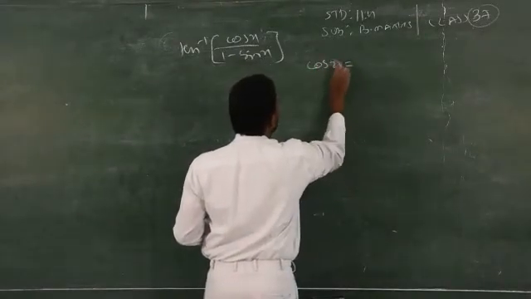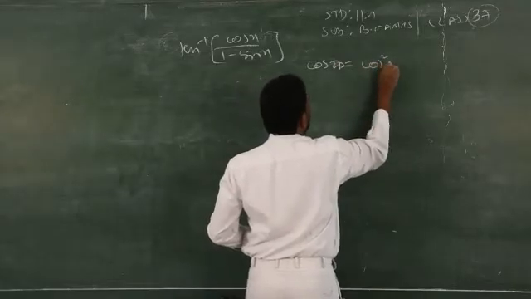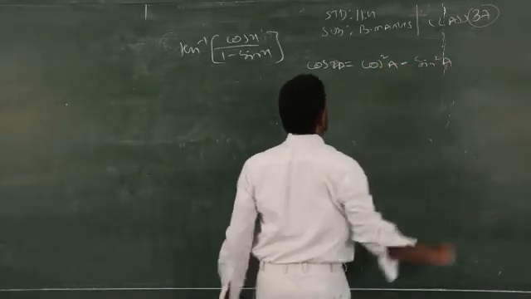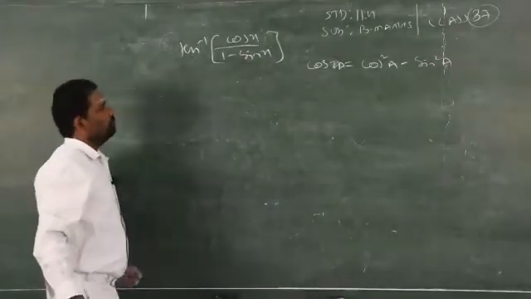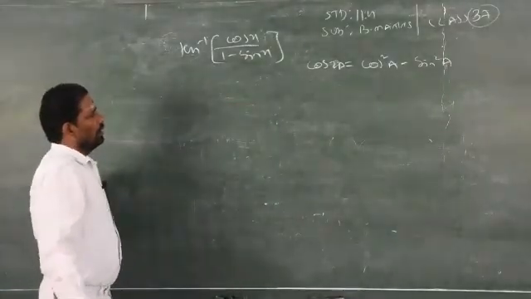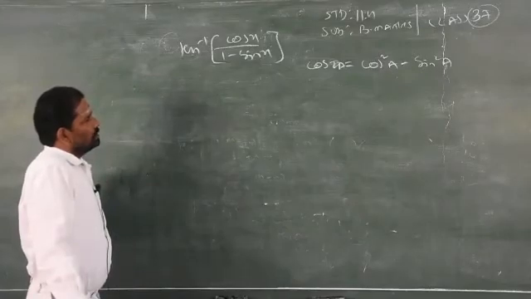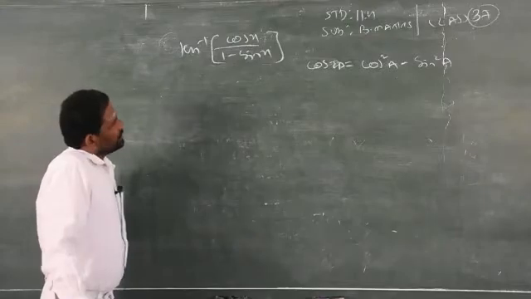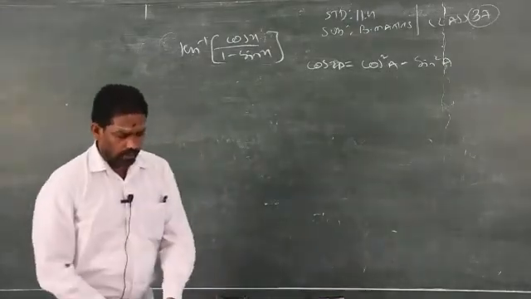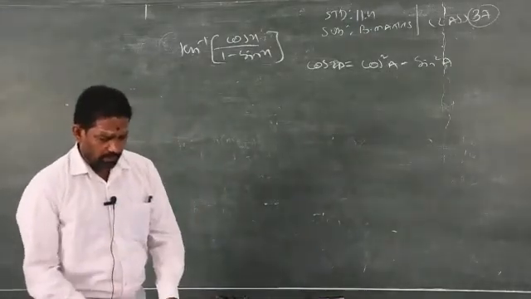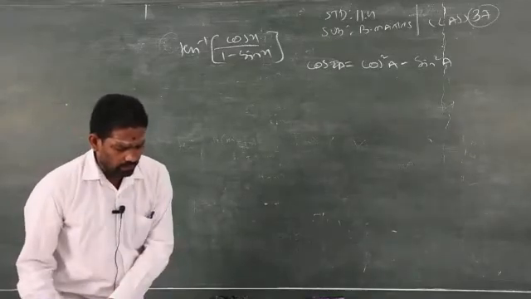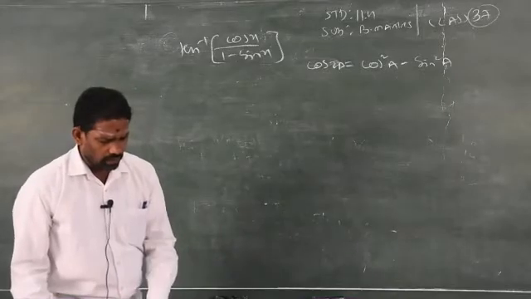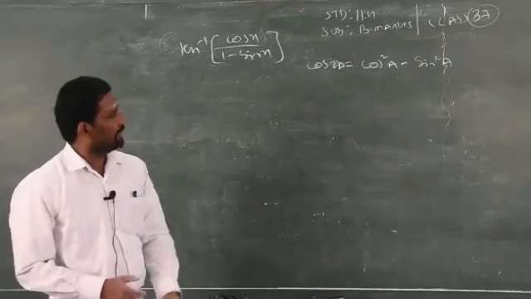I have the cos 2a formula, that is cos square a minus sin square a. We have one formula based on this one, cos square a minus sin square a for cos 2a. Just to refer to the page number, where the cos 2a formula is, page number 134. Cos 2a is equal to cos square a minus sin square a.